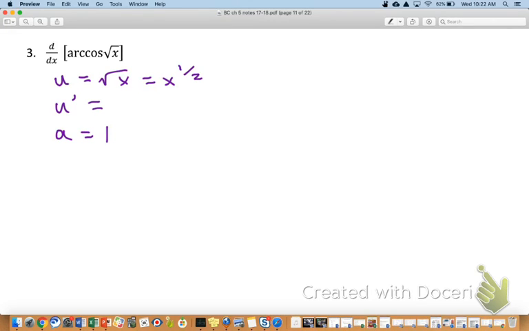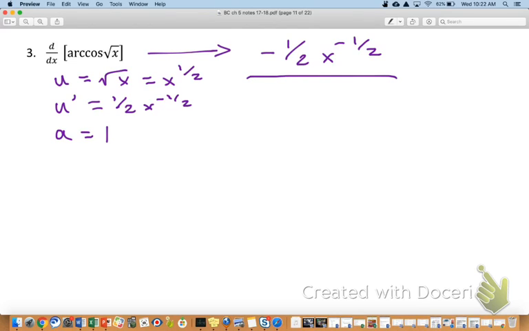Because we're about to find u prime. So maybe it is ideal. So u prime would be 1/2 x to the negative 1/2 using the power rule. So again, this is sort of a plug-and-play situation. So this would give me negative u prime, so this would be negative 1/2 x to the negative 1/2 over the square root of a squared. And what's u squared? Just an x.